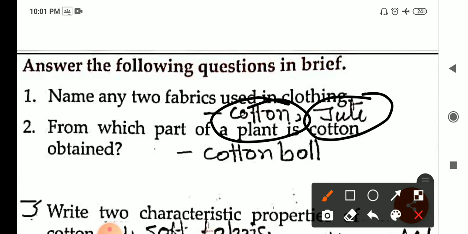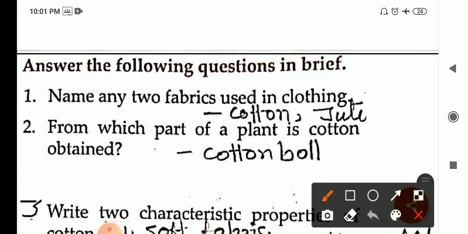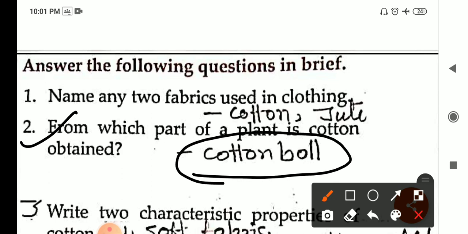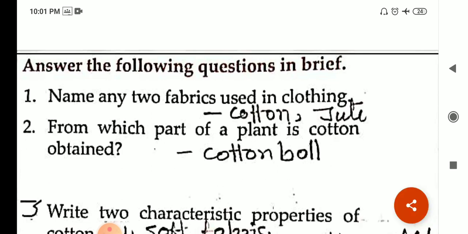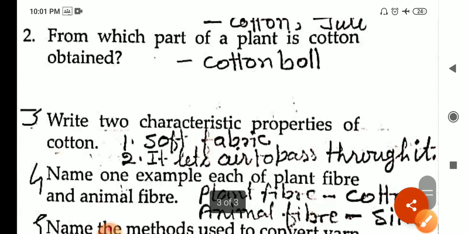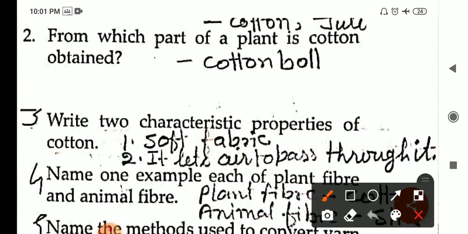The next question: from which part of the plant is cotton obtained? Cotton is obtained from the cotton ball or fruit of the cotton plant. It is called the cotton ball. Okay, now next is, write two characteristic properties of cotton. Then you have to give two qualities of the cotton. Cotton is a soft fabric.